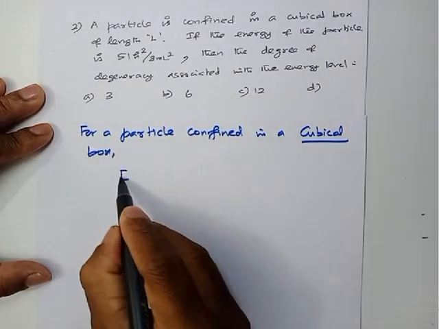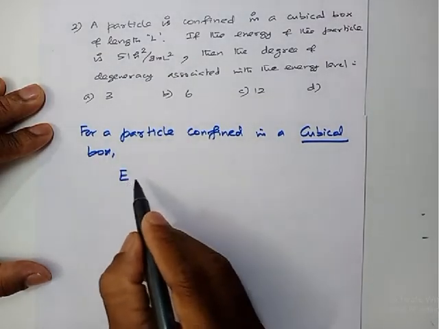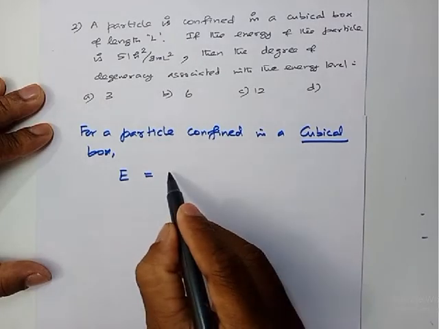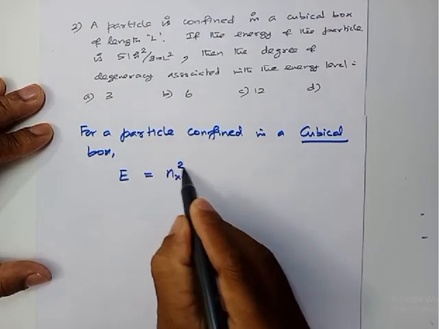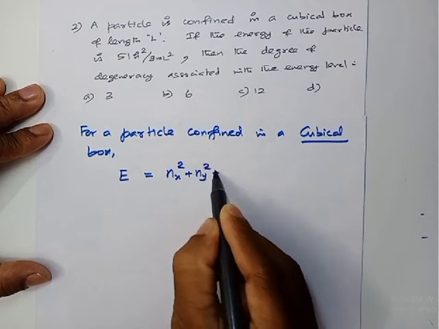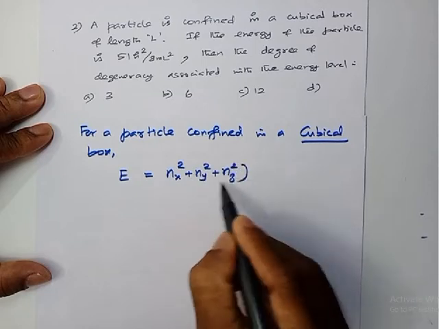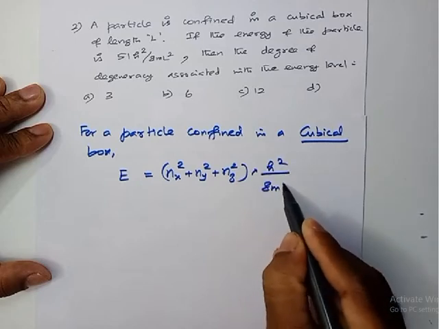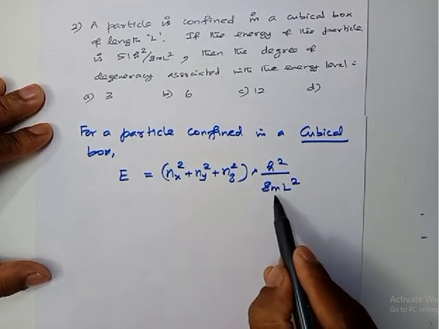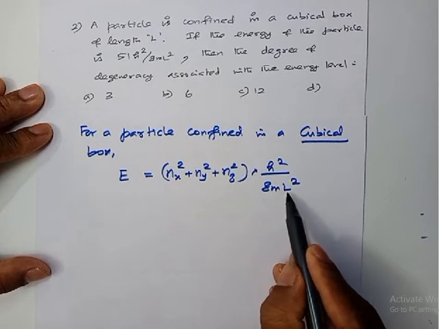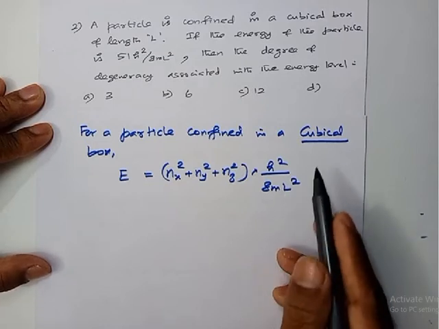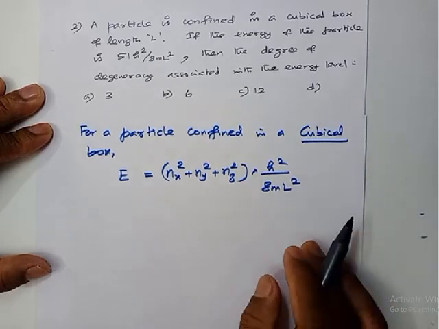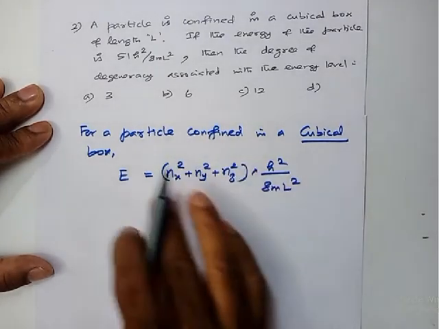The formula for energy depends on 3 quantum numbers. So the formula for energy is nx square plus ny square plus nz square times h square by 8 m L square, where m is the mass of the particle and L is the side length of the box. Since it is a cubical box, all side lengths are equal. This is the energy formula.